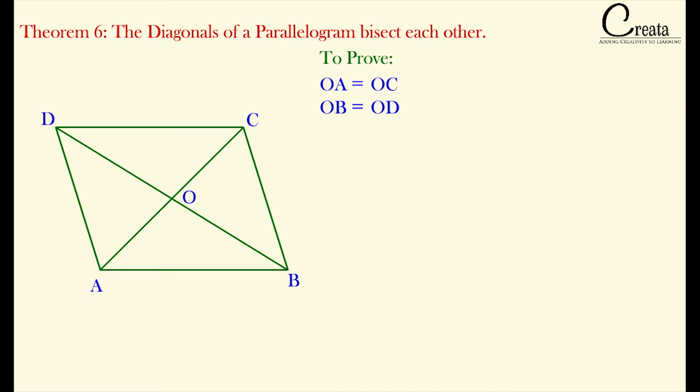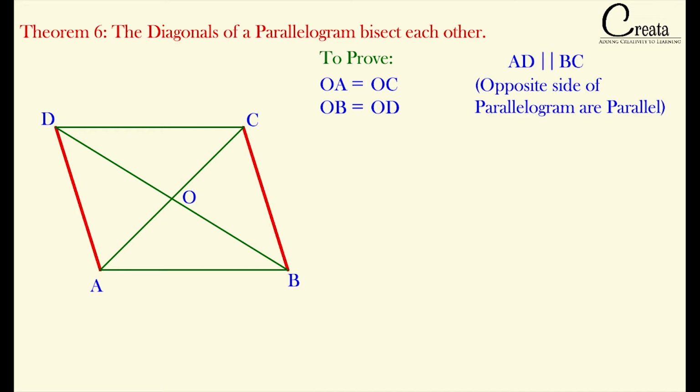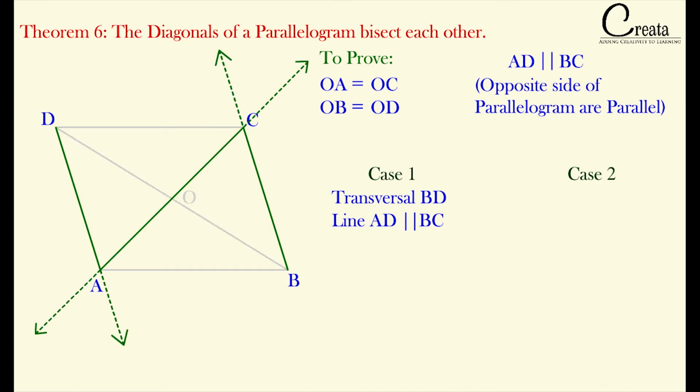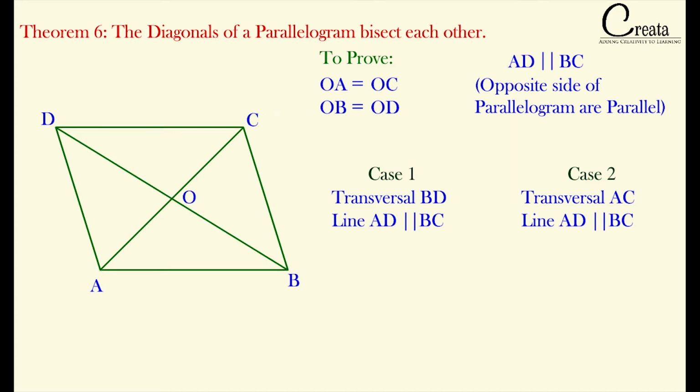Since ABCD is a parallelogram, the opposite sides will be parallel to each other. So AD will be parallel to BC. If you observe, we are having two cases of transversals here. The first case is AD parallel to BC with transversal BD. And in the second case, AD is parallel to BC with the transversal AC. These two parallel lines are cut by two transversals, AC and BD. We will deal with both the cases separately.